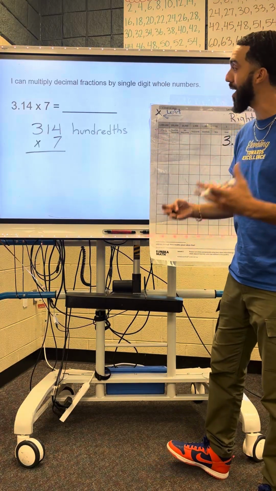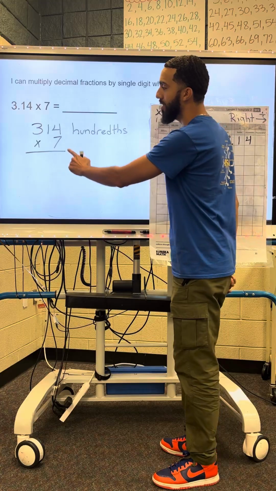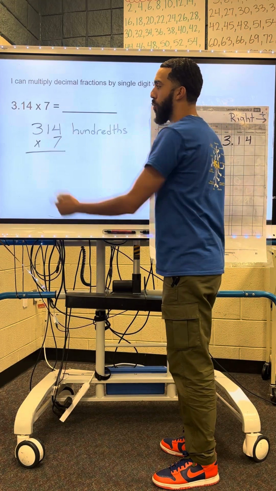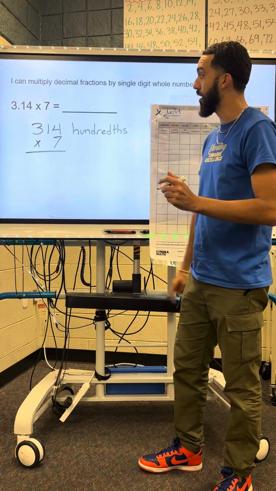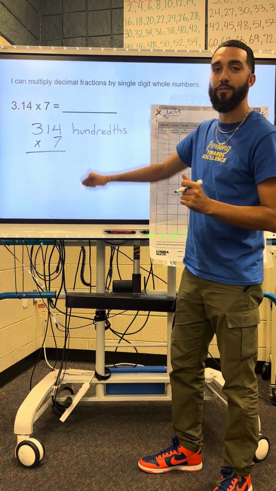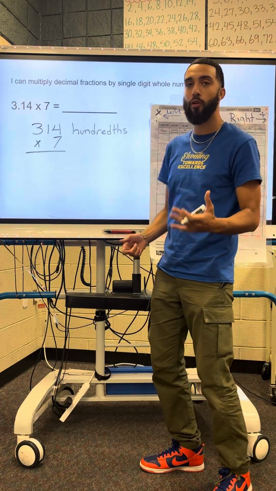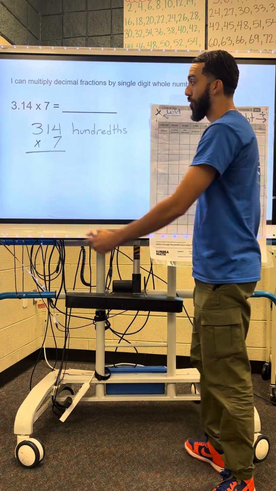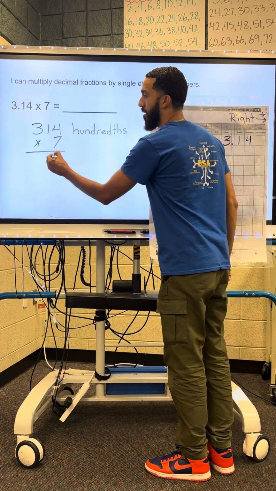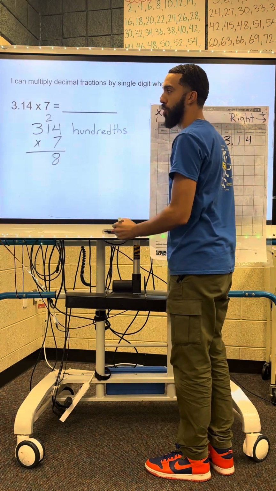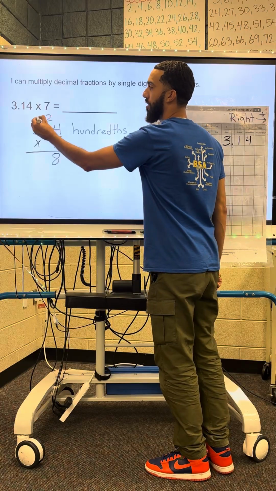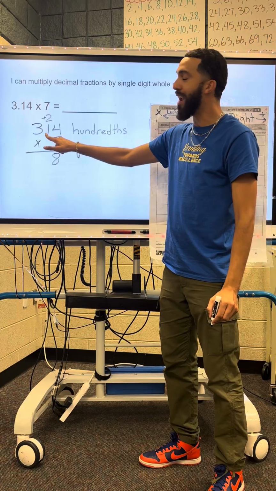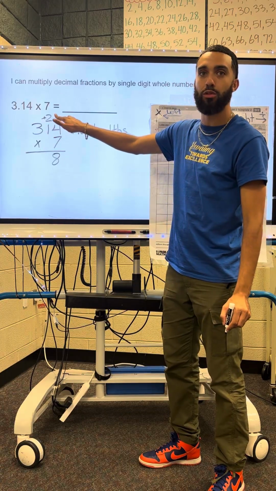And then we multiply as such. We're going to need this 7 to multiply by each digit one by one, starting on the right. So we start with 7 times 4. We know 7 times 4 is 28. 28 is a 2-digit number. So the first digit goes on the floor, the second digit goes next door. I like to put a little plus in front of it so I know when I multiply the next digit, whatever I get, I need to add that 2 to it.